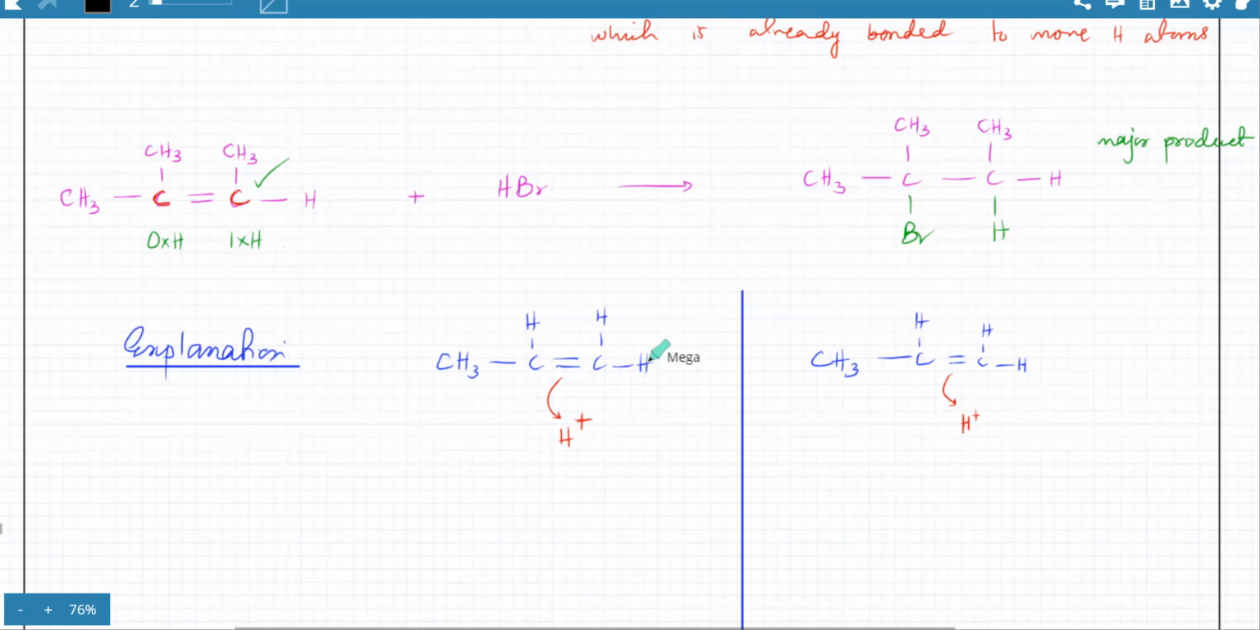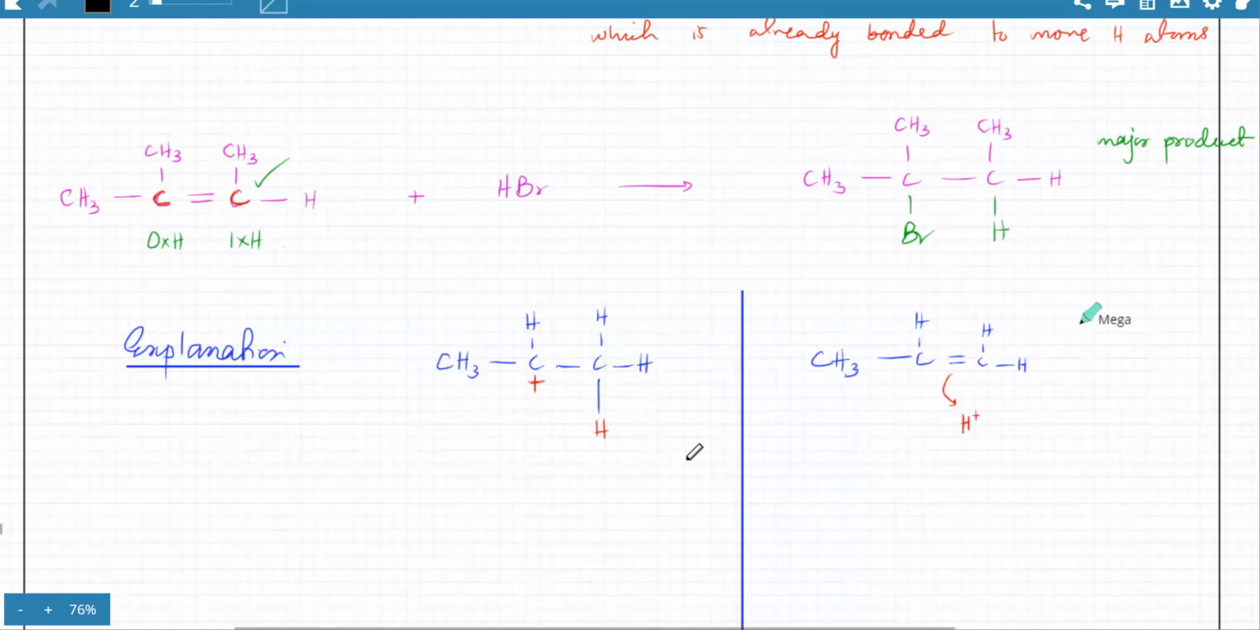Now, two things could happen. Either the H goes and bonds with the carbon on the right. It's going to pull the electrons in the double bond towards itself, and it would bond with that particular carbon atom, and the positive charge would now be with this other carbon atom, because the H pulled the electrons in the pi electron cloud and kept them towards itself. Okay, Ethan, is this clear?